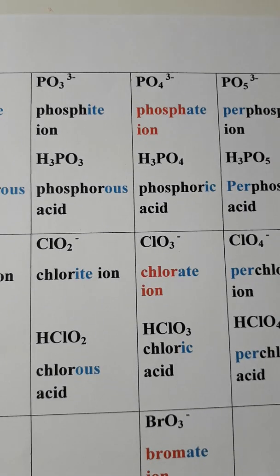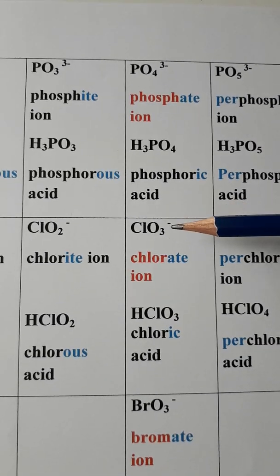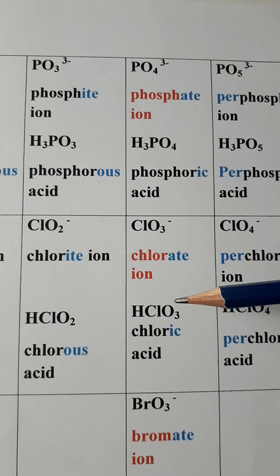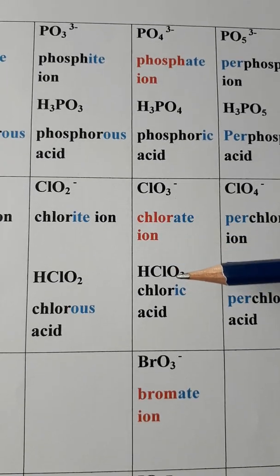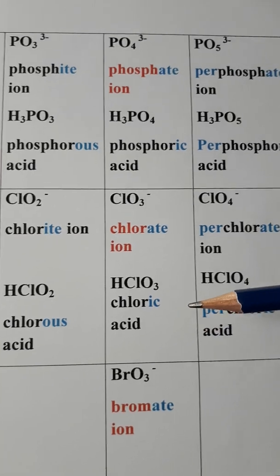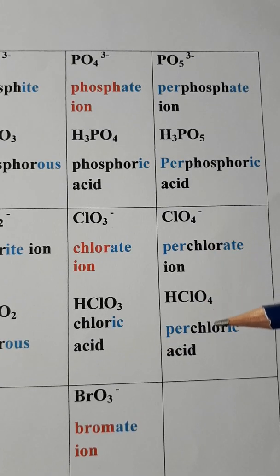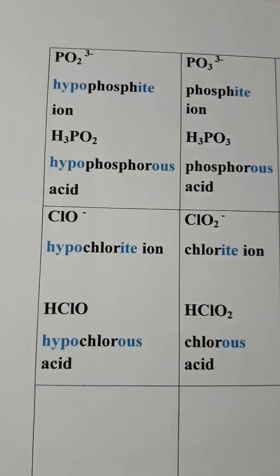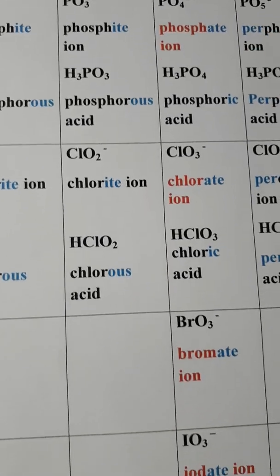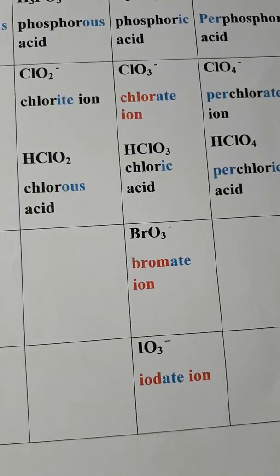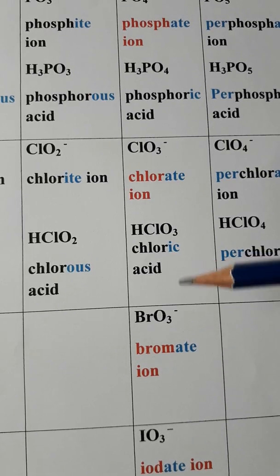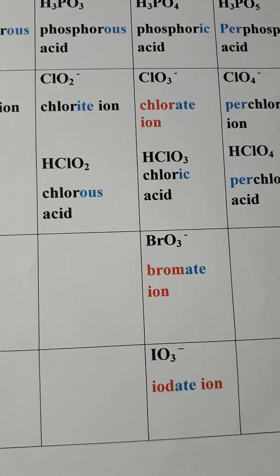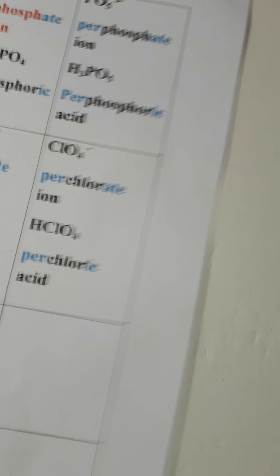Let's go to the chlorate ion. It has only -1 charge, so it needs only 1 H plus to make its acid. HClO3. Chlorate become chloric acid. Perchlorate ion give you perchloric acid. To the left, chlorous acid and hypochlorous acid. Again, the bromate and iodate, they are also making similar acids. So what is the name of this acid? Bromic acid, iodic acid. And you can write the other ones as a practice.